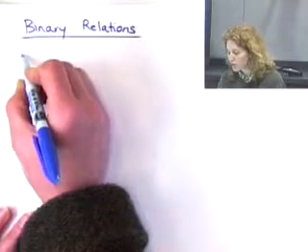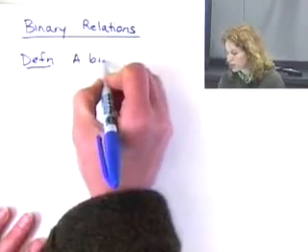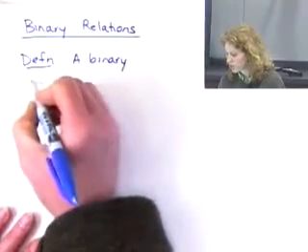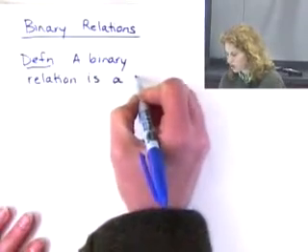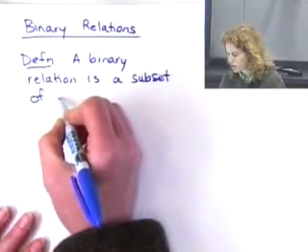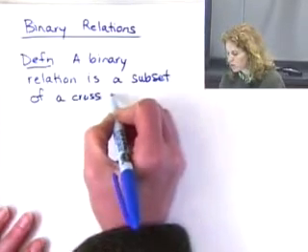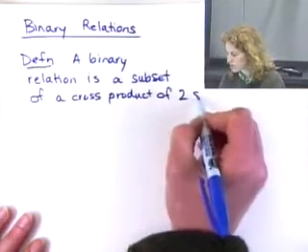So just for the definition, a binary relation is a subset of a cross product of two sets. Just when you thought set theory was over.